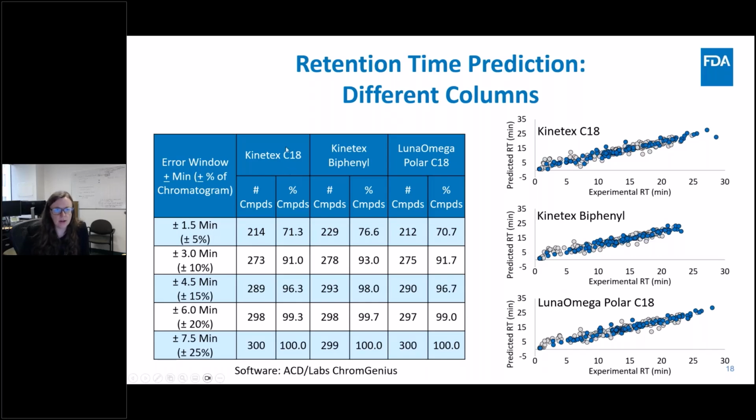And then if we look over here, so these 2 columns are the kinetic C18, the biphenyl, and then the polar C18. And if we look at the percent of compounds in each of these retention time windows, it looks like we get a little bit better performance with the kinetics biphenyl column relative to the others, but overall pretty similar.